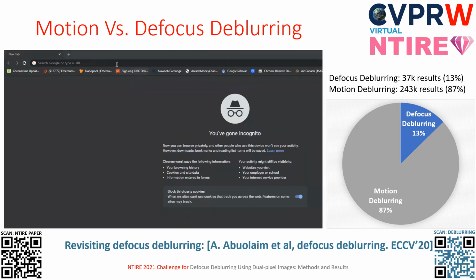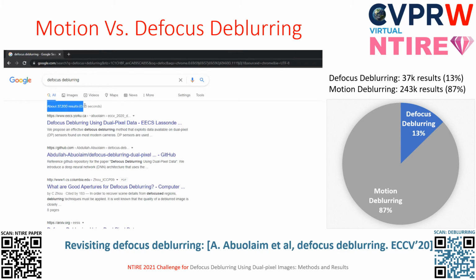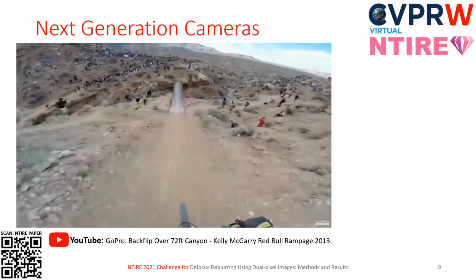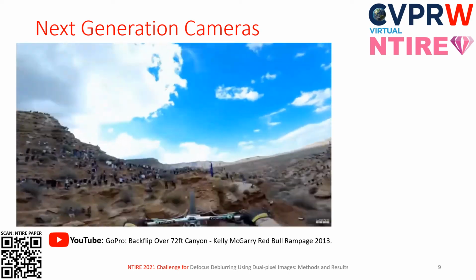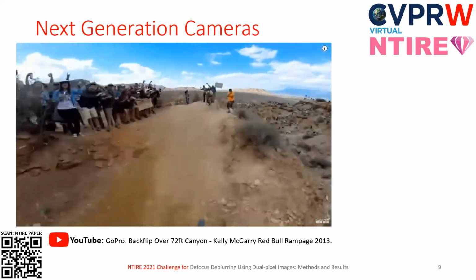Last year we published our defocus deblurring paper in ECCV 2020 in order to revisit this important problem. Now you can think of a shift in camera manufacturing paradigm, especially for video cameras or applications where the camera moves very fast.